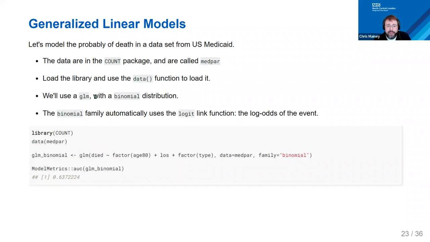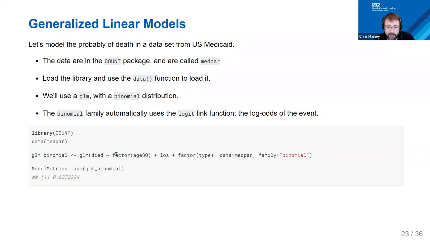But it's important that we have to give it one extra argument this time. So we have to tell it what family or what type of distribution it is. So because death is binary, the mathematical model for the distribution of these binary things is a binomial distribution. So what we're going to do is fit a model but specify a binomial family.